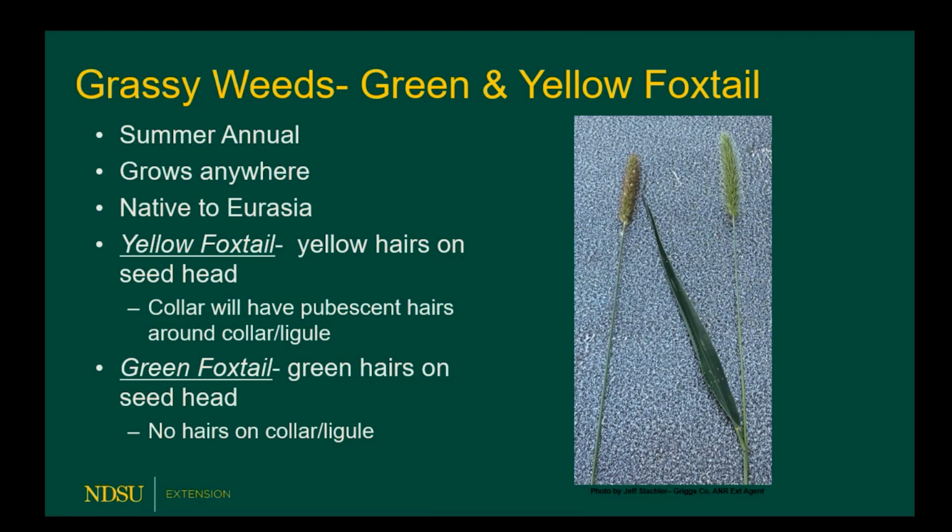Yellow foxtail will have the yellow hairs on the seed head, as well as having pubescent hairs around the collar or ligule. So like right down, if this one had a leaf, right down at that collar, you would see the hairs that are pretty pronounced. And the green foxtail, it doesn't have hairs on that collar or ligule, and it will have the green hairs on the head. And with the yellow foxtail, the seeds are more of that bigger yellow half egg shape, whereas your green foxtail, they can be anywhere from green to brown, and they're smaller, way smaller than the yellow foxtail.